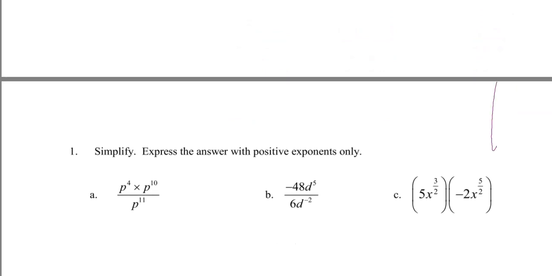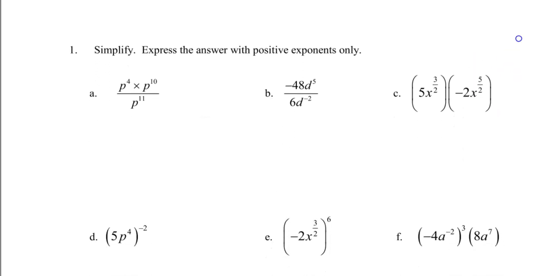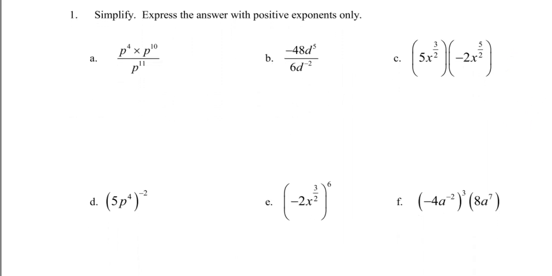All right, simplify. Express the answers with positive exponents only. So a lot of times we may want our answers just as a positive exponent. So for this guy, you can go p to the 4 plus 10 over p to the 11. So we're using product of the power. When we multiply powers with the same base, we add the exponents. That would be p to the 14 over p to the 11. When we divide powers, we subtract the exponents. And we'll get p cubed.